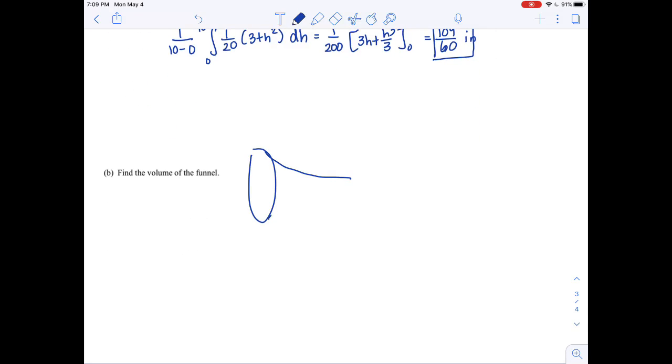For part B, find the volume of the funnel, okay? And that's why I had said, think of the funnel in this way. So you can see that's basically revolving something around an axis, right? So each individual cross section comes from the area of a circle. So pi times the radius squared, integrated from the beginning of the funnel to the end of the funnel, which is 0 to 10, right? And then this time my function r is in terms of h, so it will be dh.